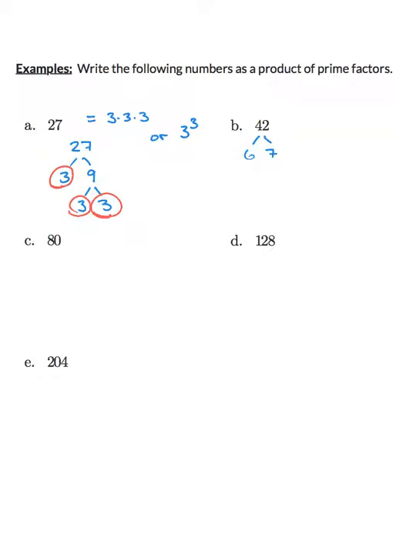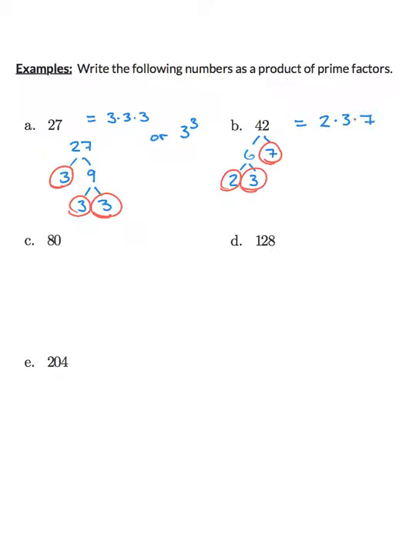6 factors further, so it is not a prime number. 6 is equal to 2 and 3. 7 is prime. 2 and 3 are both prime, and I am left with nothing else left to factor, so I get 42 is equal to 2 times 3 times 7.